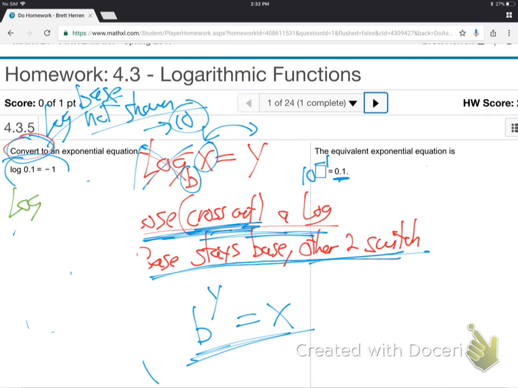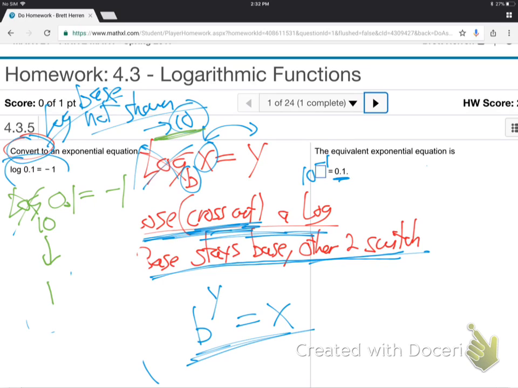So I wrote this out, just kind of recopied it here. And then I realized he's not showing his base. Every log really has a base. So if they're not showing their base, it's really 10. If it's not showing, it's 10. And then cross off the log because we're going out of that language.